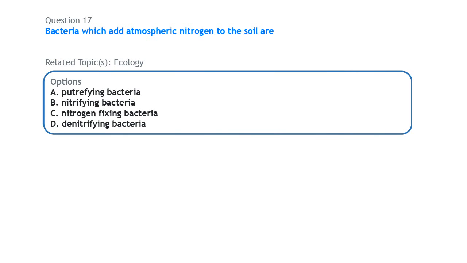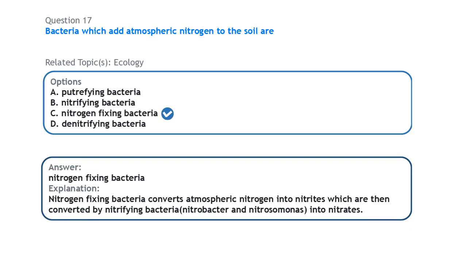Next on ecology: bacteria which add atmospheric nitrogen to the soil are regarded as nitrogen fixing bacteria. So nitrogen fixing bacteria convert atmospheric nitrogen into nitrites. These nitrites are then converted into nitrates by the nitrifying bacteria, but it is the nitrogen fixing bacteria that do the initial conversion of atmospheric nitrogen into nitrites.